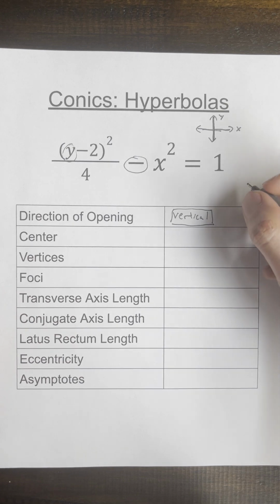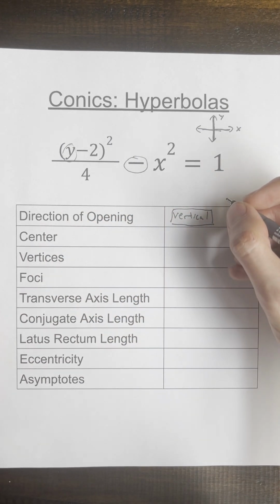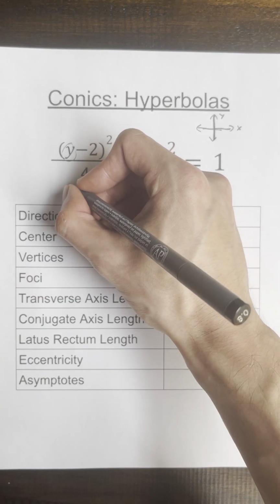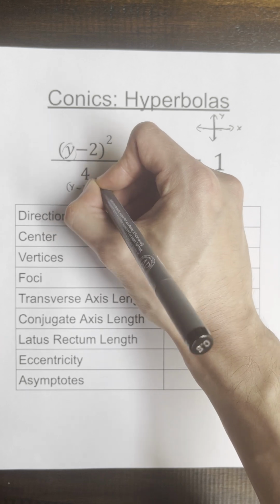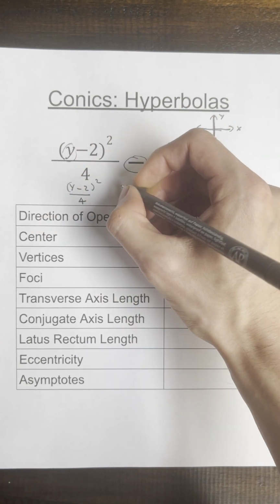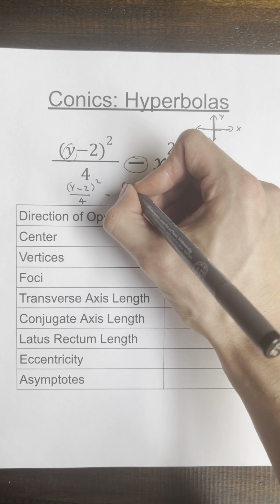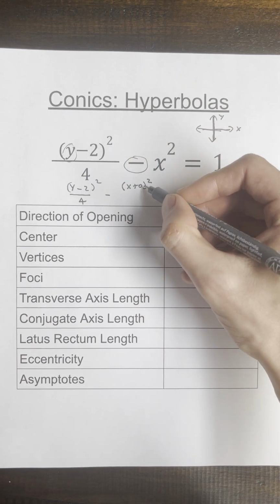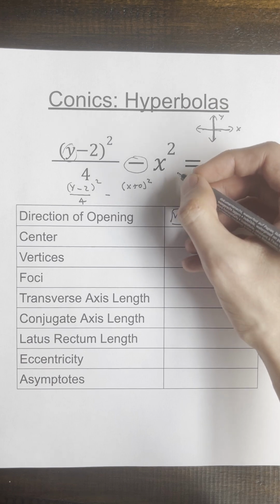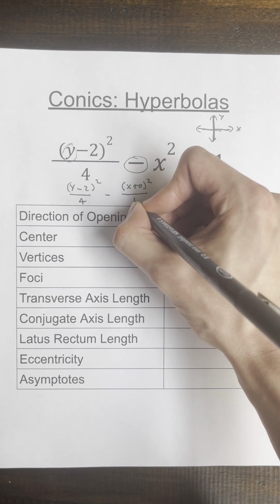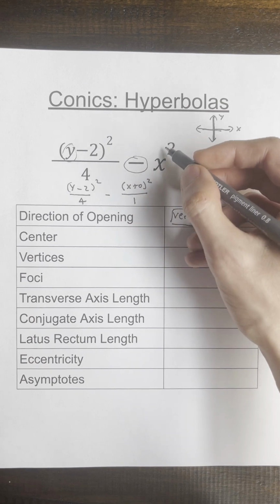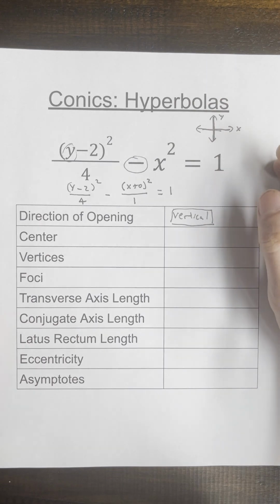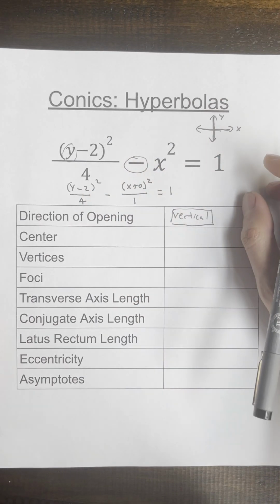Okay, how do we find the center? Well, I'm going to rewrite this equation like this. The first fraction is going to stay the same. But the second one, I'm going to rewrite it like this. So x plus 0 squared is the same thing as x squared. I'm also going to divide by 1. This is still the same as this. And then equals 1. Now this looks like something we're familiar with.